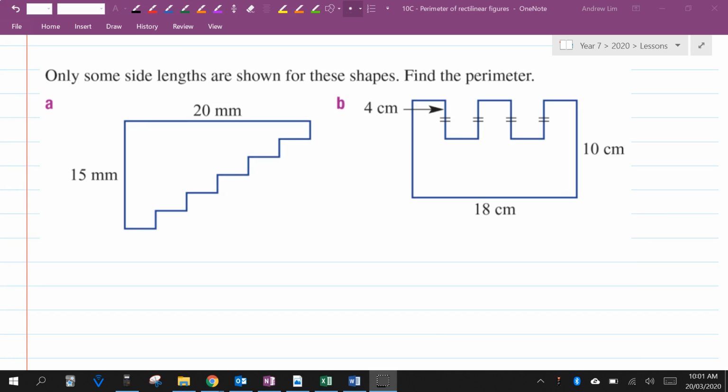Okay, so now we're going to have a look at some of these ones. See if you can have a go with these ones yourselves. Just pause the video, and when you're ready, you can just continue to play the video and check your answers.